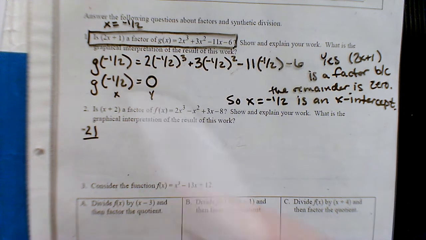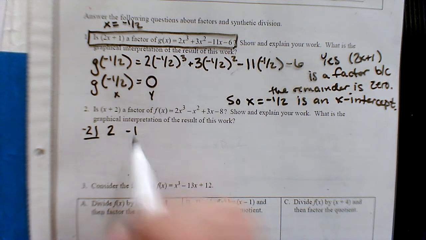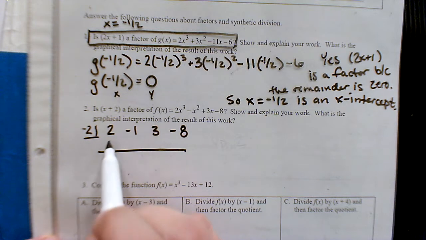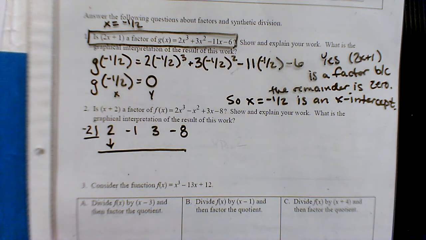So make sure your coefficients are in order, using any 0 placeholders if necessary. Doesn't look like that's the case, though, for this one.